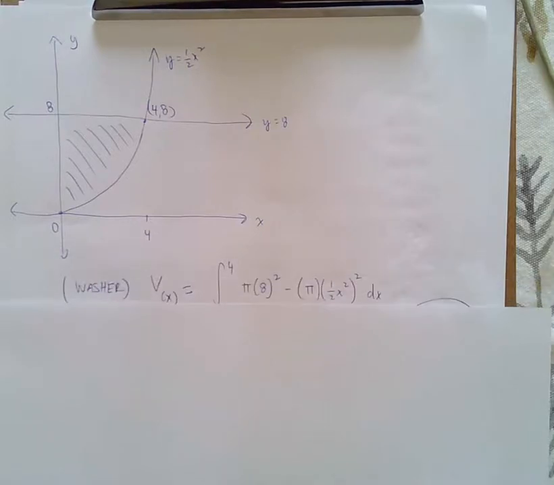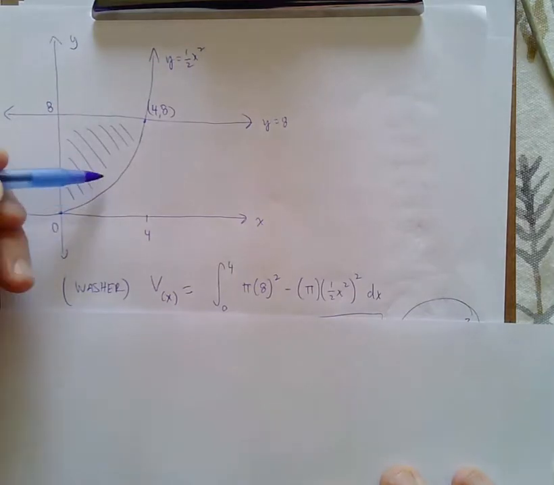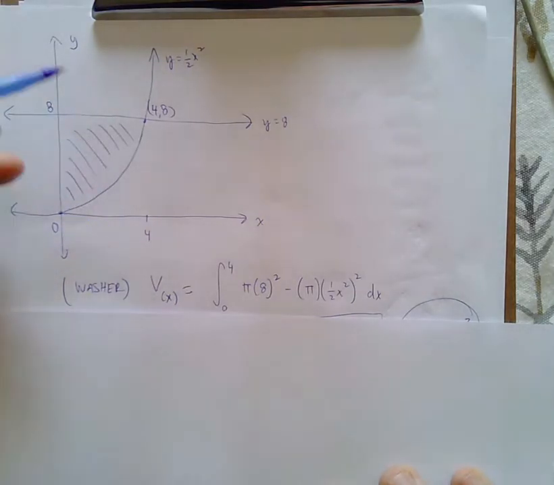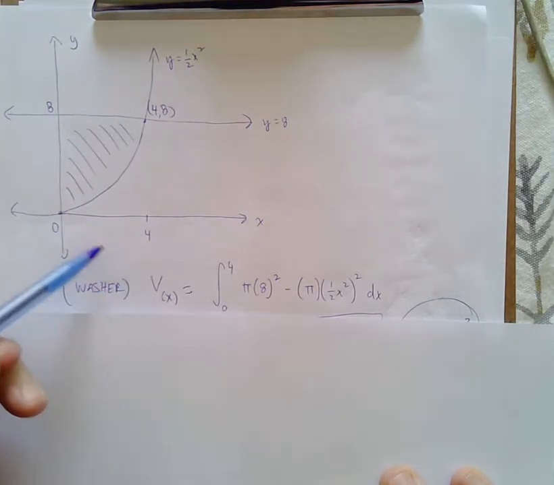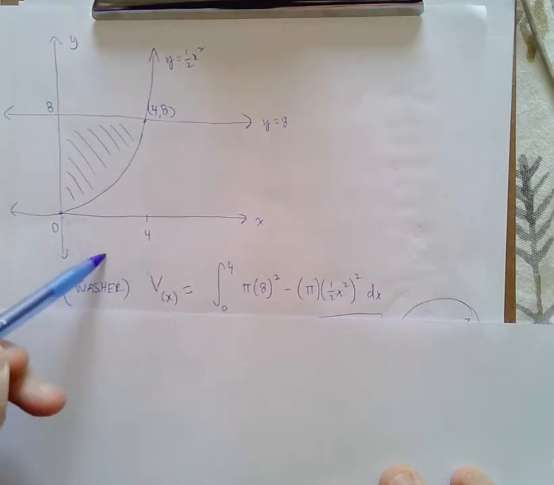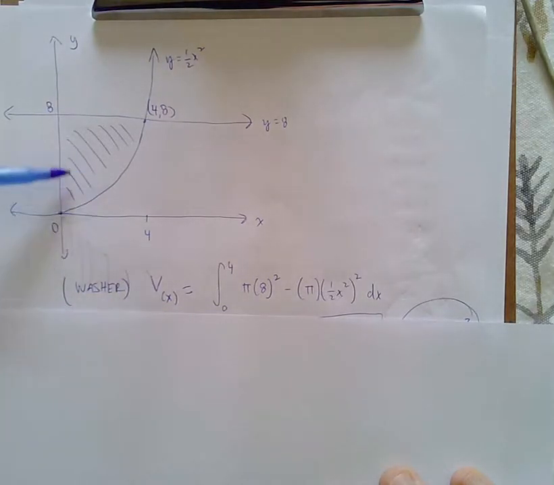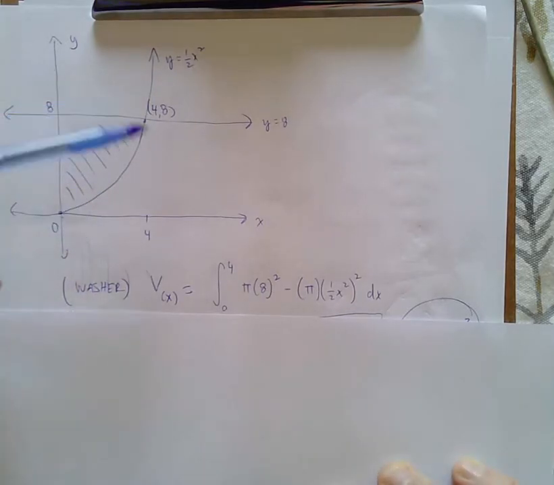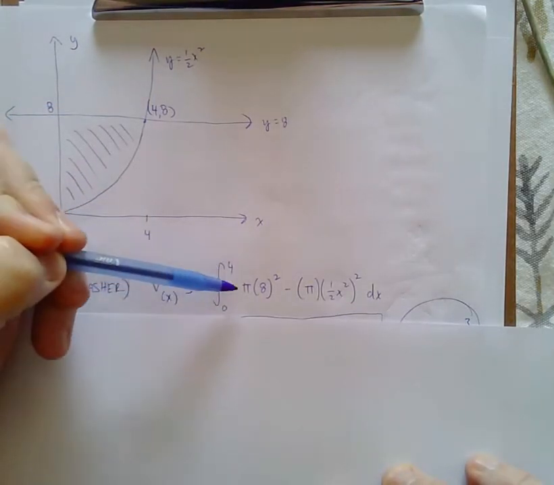So the first one is the volume around the x-axis, and that is a traditional washer, okay? Because when you revolve it around the x-axis, you're getting kind of that shape here, a three-dimensional shape. And that's a traditional washer. The limits of integration are 0 to 4.